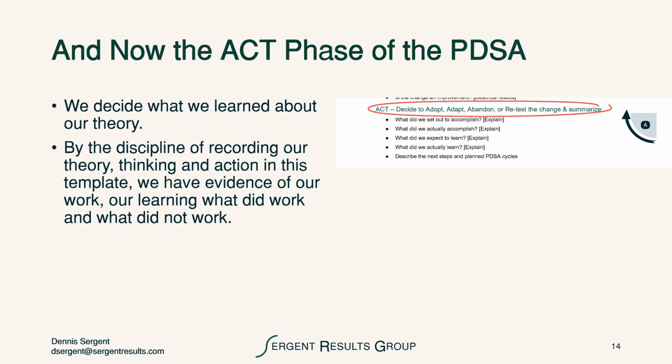The act phase comes next, and this is where we decide what we learned about our theory. By the discipline of recording our theory in writing, by thinking and acting in this template, we've documented what we've got as evidence. We have evidence of our work and our learning what did work and what did not. It's an opportunity now for us to complete the cycle, and really the only way to fail is to not complete the PDSA cycle. It's fundamental to learning and fundamental to improvement. It breaks the status quo.